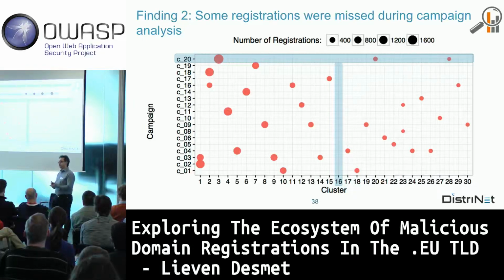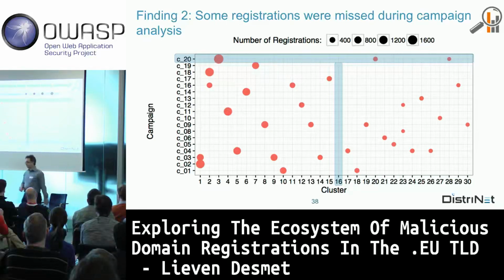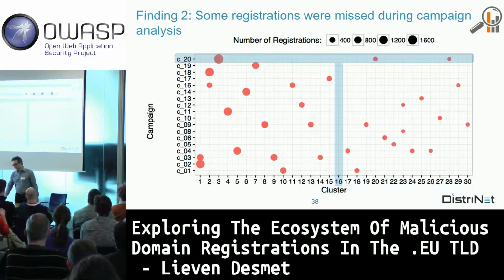So on the same days, with the same patterns, but with a different email provider, cluster 16 was active. So if we would actually combine the manual and automated, for sure we would say C16 here belongs to campaign 20. So the automatic tools can improve. So it's not all bad that we do so badly in doing the manual analysis.